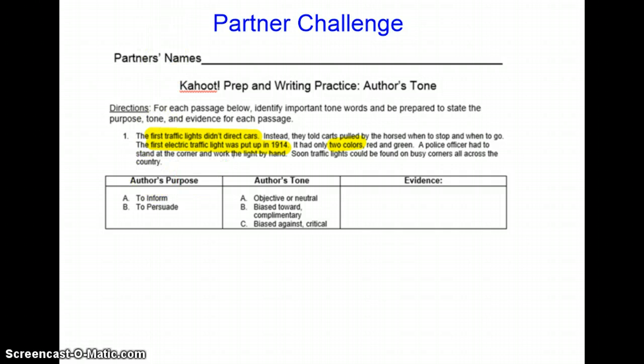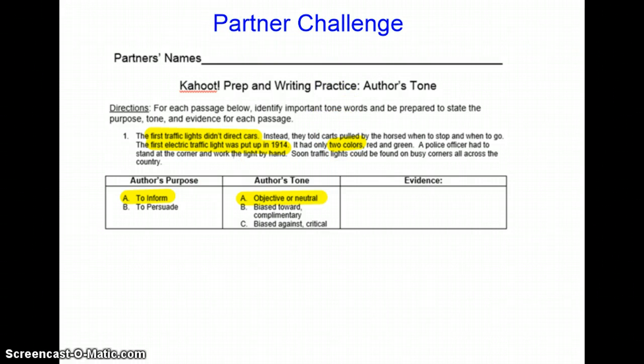So when I go to author's purpose, I'm going to go ahead and select persuade. Ooh, did that match what I put? No. Because I chose mostly facts, I shouldn't pick persuade. I should be picking inform. There we go. Now let's look at the author's tone. The tone can be objective or neutral, biased towards, which is complimentary, or biased against, which is critical. Because I chose inform and because I noticed mostly facts, I know that this tone is objective or neutral.